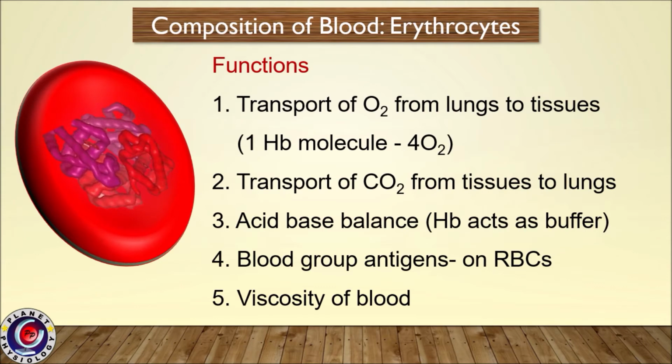The main function of this erythrocyte is to transport gases. Hemoglobin within the RBC will help in transport of oxygen from lungs to the tissues, and one molecule of hemoglobin can carry 4 molecules of oxygen. These RBCs will also carry carbon dioxide from tissues to lungs. Another important function of RBC is acid-base balance, because hemoglobin can act as buffer, so it will prevent changes in the pH of blood. RBC membranes have specific protein moieties which are responsible for imparting a particular blood group to the person. RBCs also make blood viscous.